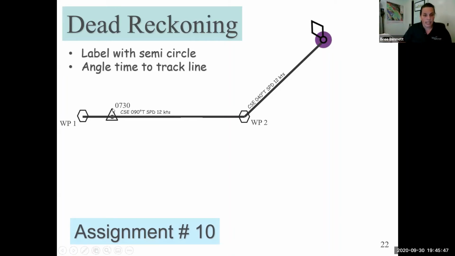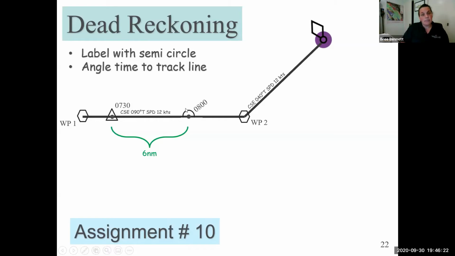So if we were here at 7:30, where are we going to be at 8? So that's a half hour. If I'm going 12 knots, my distance using my 60D street would be 6 nautical miles. So I would plot a DR position right here. So a DR is going to be a solid dot with a half circle or a semicircle. And sometimes I like to think of it as a D on its side for DR.